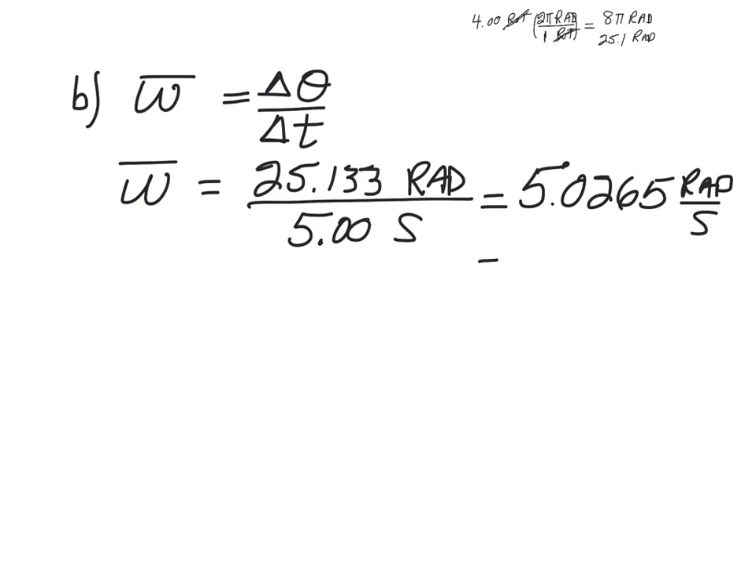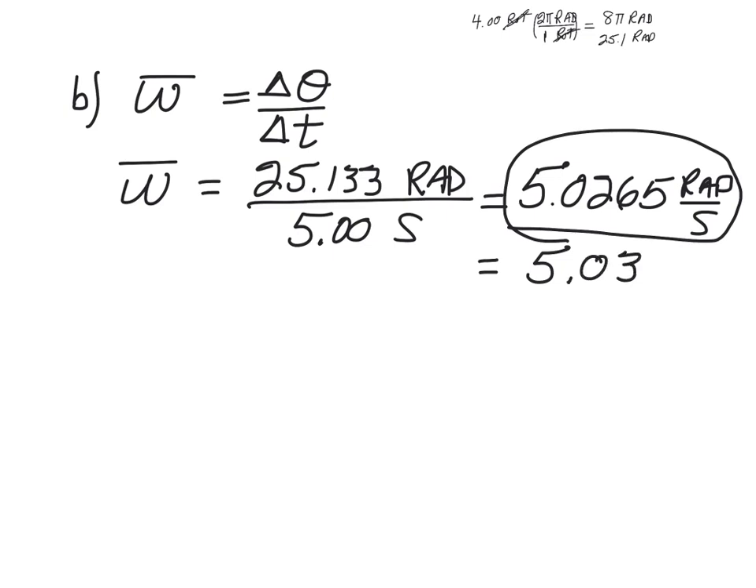And of course, the final answer, and the reason I want this is because if I'm going to use this in a calculation, I'm going to use the unrounded number. But when I report, and I shouldn't have circled that because you're only supposed to circle the real answer, the real answer that you're going to report is 5.03 because the 265 rounds to 3, and that's radians per second.